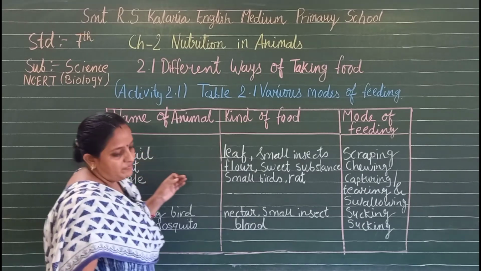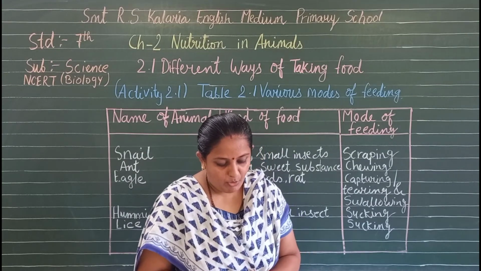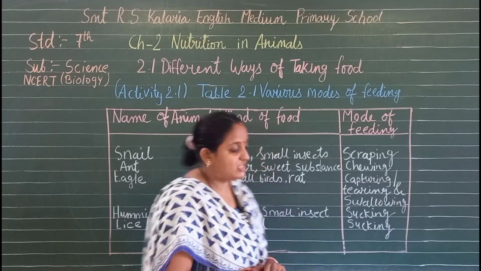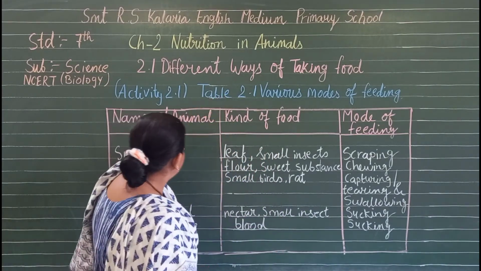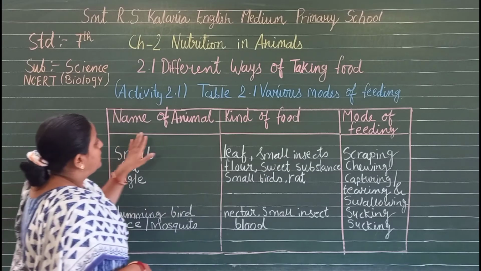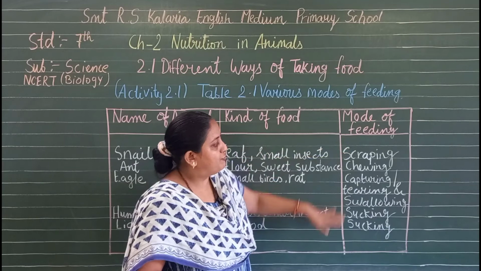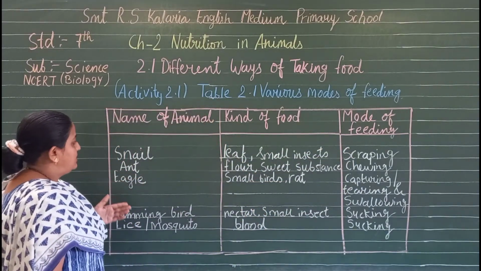2.1 activity. This activity is based on the type of food and mode of feeding of the following animals. Write down your observations in the given table over here. Table 2.1 gives various modes of feeding. These are the animals given over here. Name of the animal, what kind of food they prefer, and mode of feeding, how they take their nutrition. So let's understand this.